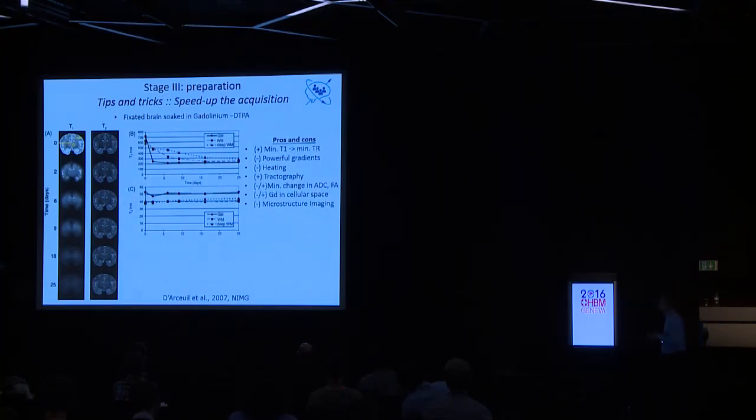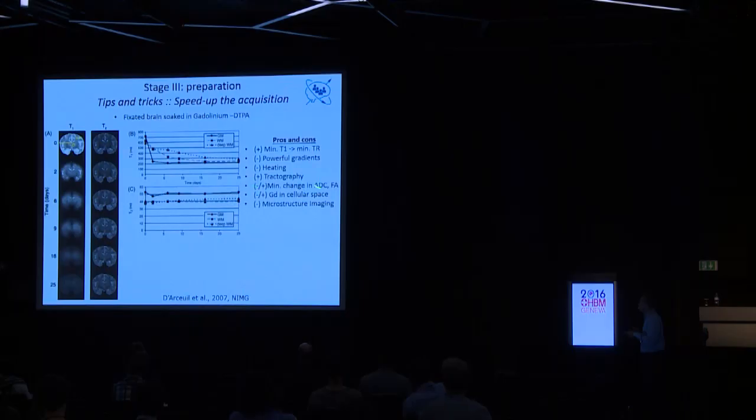But if you push a system with a fast acquisition, you also heat up the gradient, and because the tissue is just placed inside the coil, you need to ensure that the temperature is constant during the scanning when you push the scanner. It's good for tractography, and it's also been shown to have minimal impact on DTI measurements.